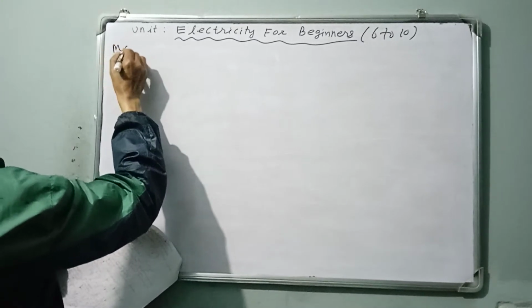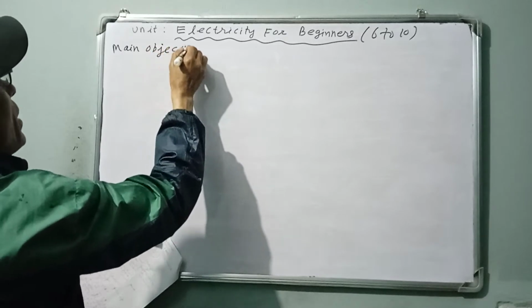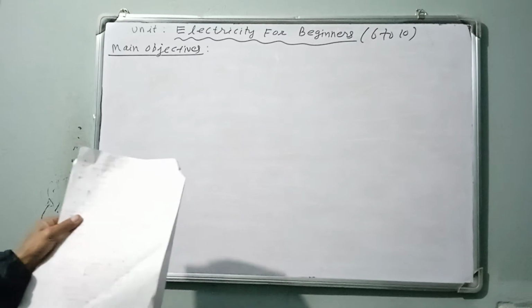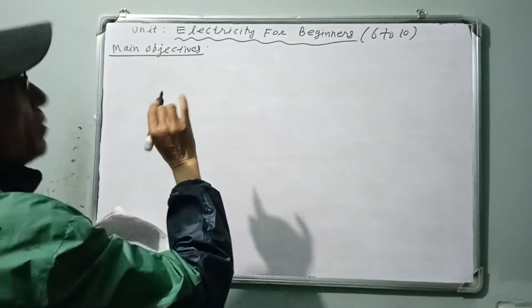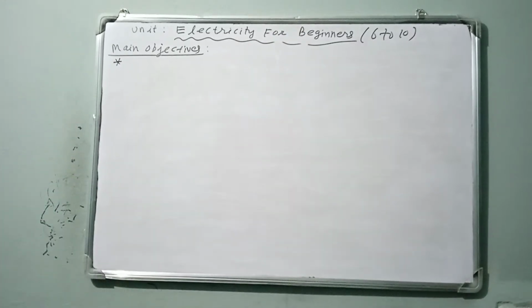Today we deal with the main objectives. The first objective here is electricity: types, sources and uses. The first objective is just electricity for beginners.